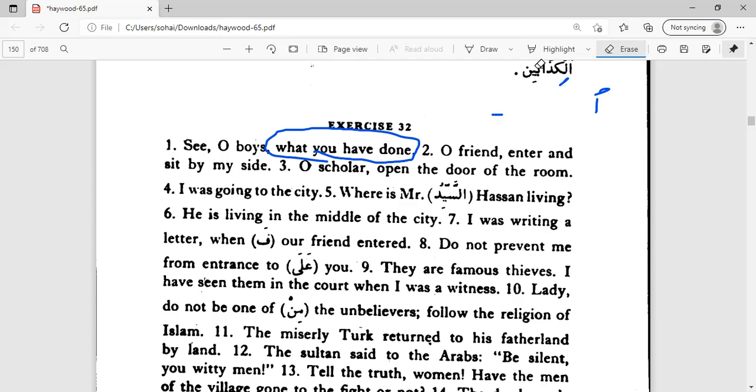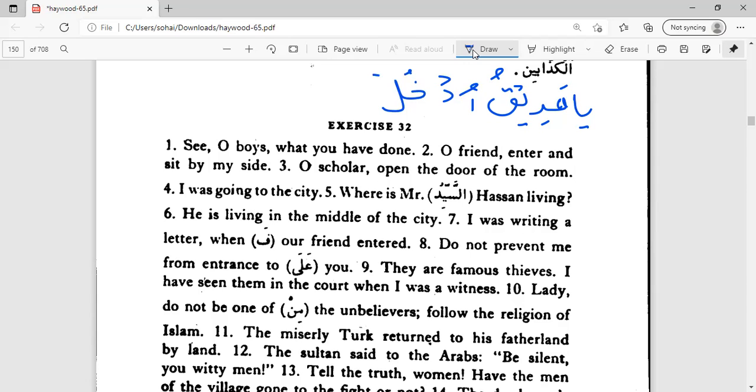Farhana, number 2. Yes, sir. Oh, friend, enter and sit by my side. So, friend Siddiq, Ya Siddiq, Ya Sadiqu. Udkhul, singular, yes, very good. Udkhul wa ijlis. With this waw, there is a word before ijlis, so the hamza doesn't need to be pronounced, and we say wajlis. Bijanibi.